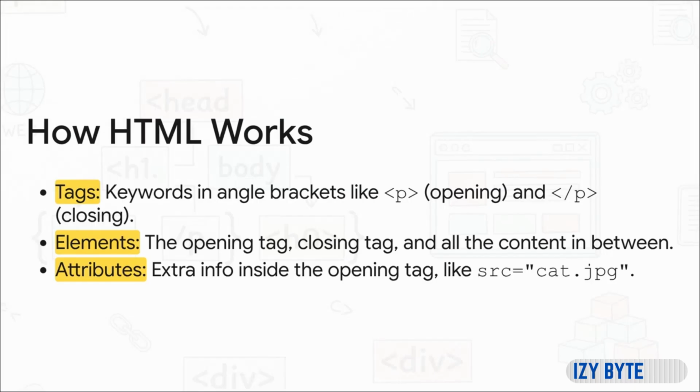So how does this look in practice? It's actually pretty simple. You take your content and you wrap it in an opening tag, like that P, and a closing tag. That whole little package is called an element. Now, sometimes elements need a bit more info, so we give them something called an attribute, like the source on an image tag, which tells the browser exactly which picture file it's supposed to show.